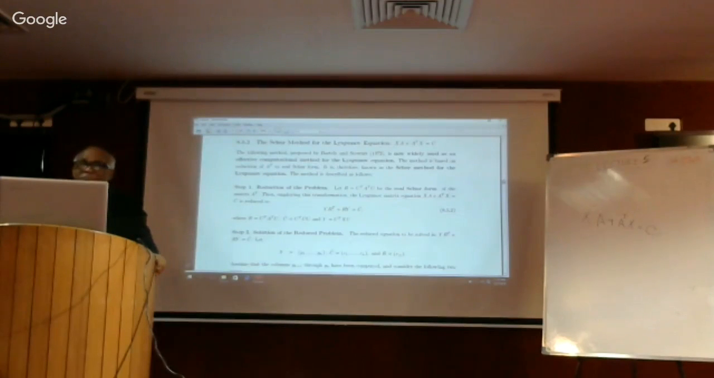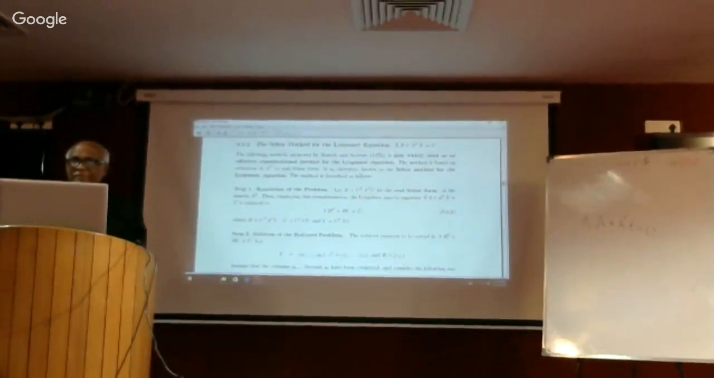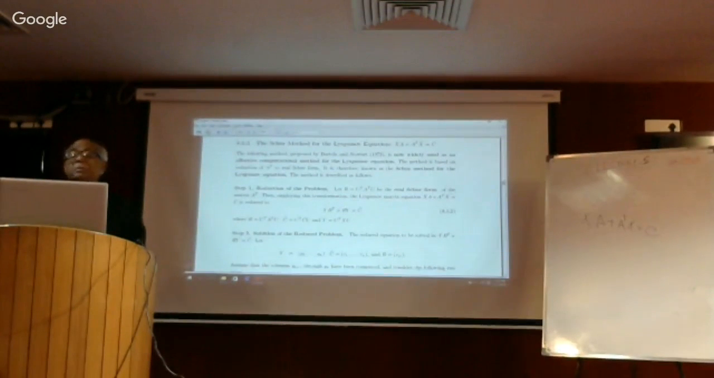Well, the simplest form would be a diagonal matrix. But a matrix cannot always be diagonalized. Even if it can be diagonalized, the transforming matrix can be very highly ill-conditioned. Okay, so that's not a good way to do it. What is the next thing?